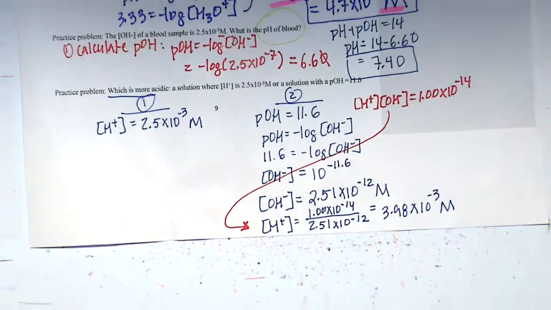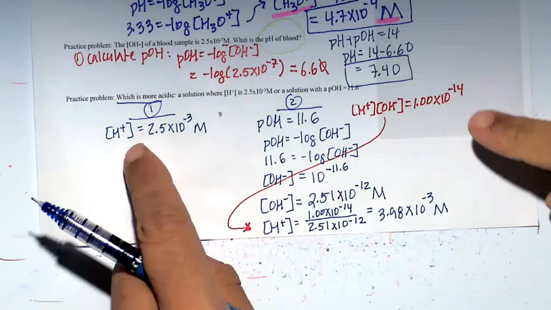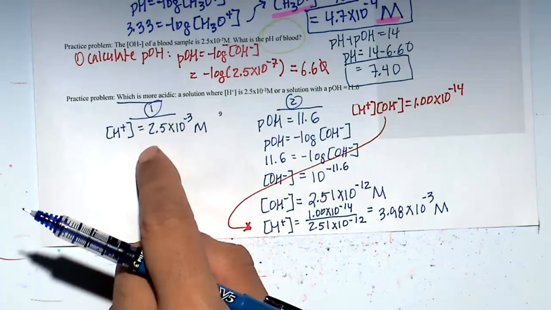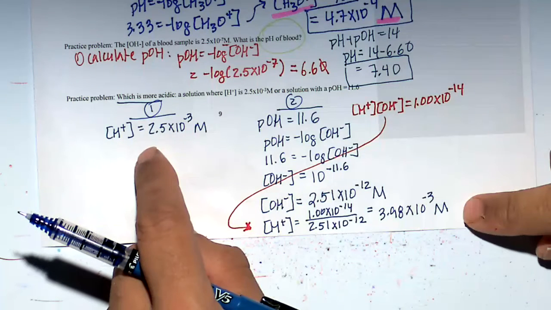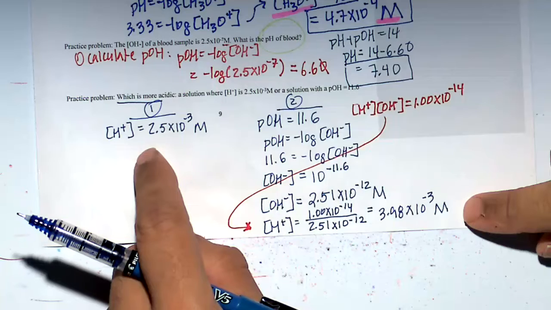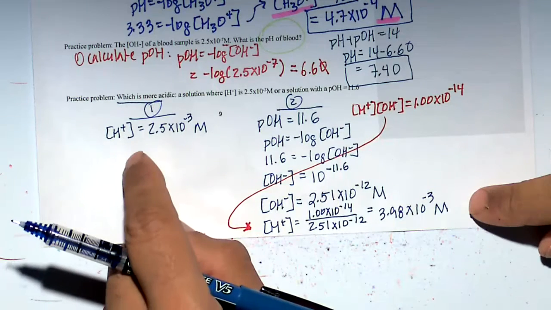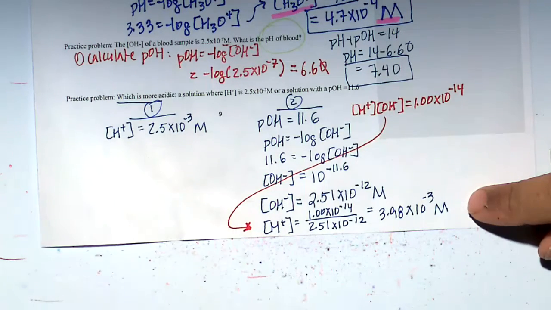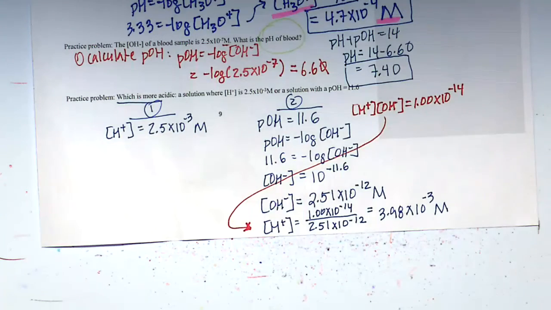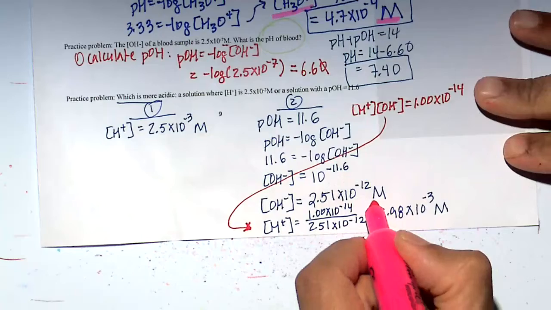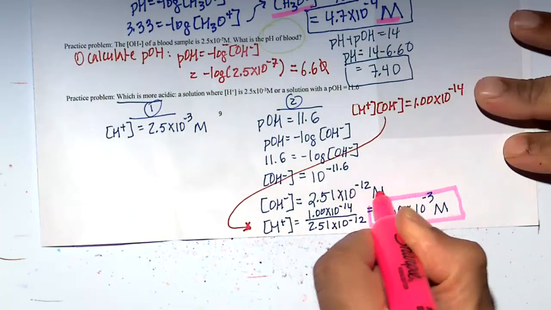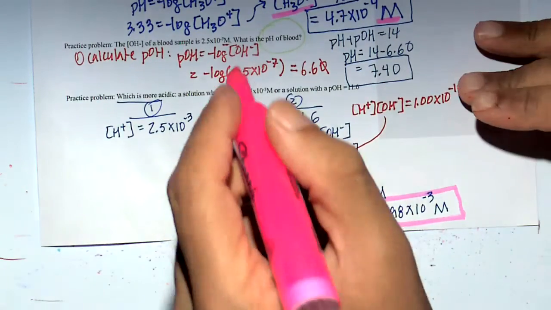All right, now you guys, which one is more acidic, 1 or 2? Something that's 2.5 times 10 to the minus 3, or 3.98 times 10 to the minus 3? Which has more H plus concentration? This guy, right? This is more acidic.